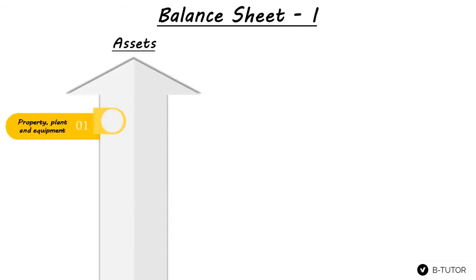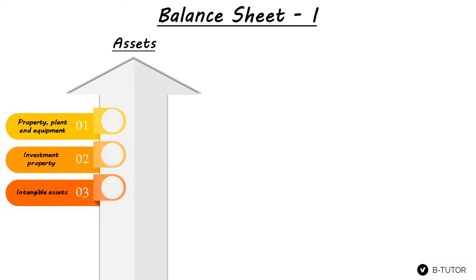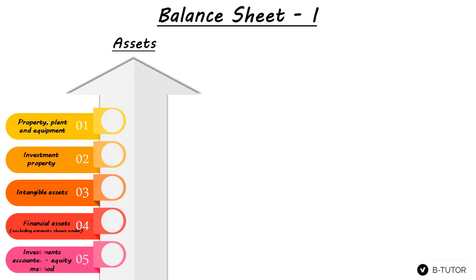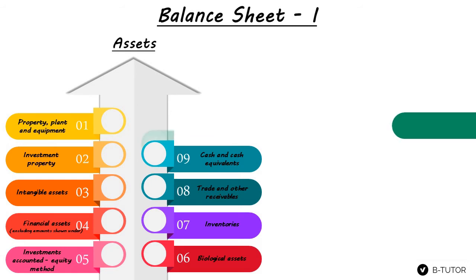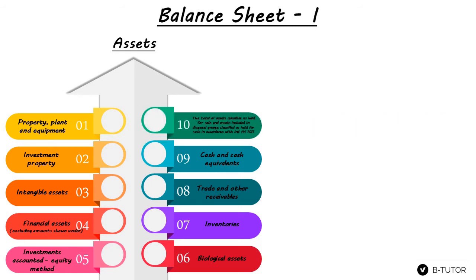At a minimum, the balance sheet shall include the following items. Under asset side, we have to present property, plant and equipment, investment property, intangible assets, financial assets excluding amounts shown under investments accounted using the equity method, biological assets and inventory. Next, trade and other receivables, cash and cash equivalents. The last point, the total of assets classified as held for sale and assets included in disposal groups classified as held for sale in accordance with Ind AS 105.